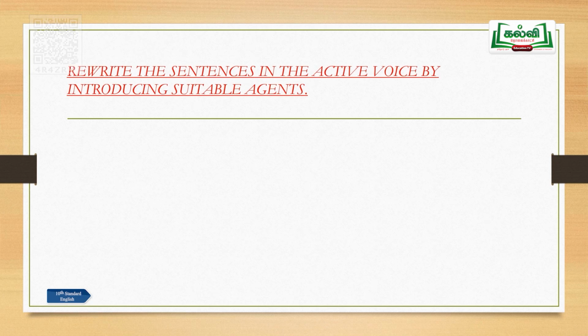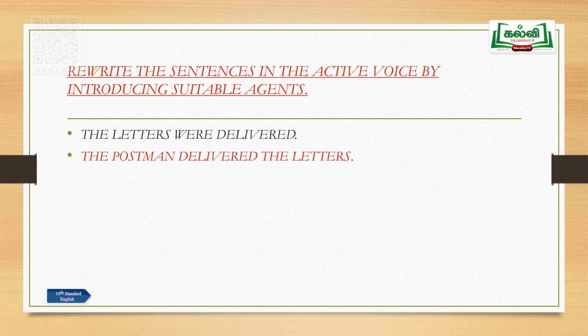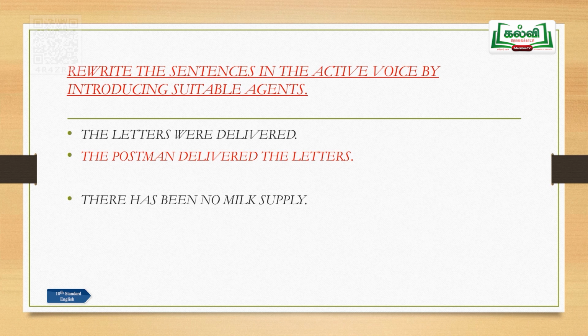Now, the next set of sentences. Are you ready? Rewrite the sentences in the active voice by introducing suitable agents. This exercise is quite challenging. Let's see how well you're able to do it. The letters were delivered. Who delivers the letters? The postman delivered the letters. So we are introducing the agent. There has been no milk supply. The milkman has not supplied any milk.